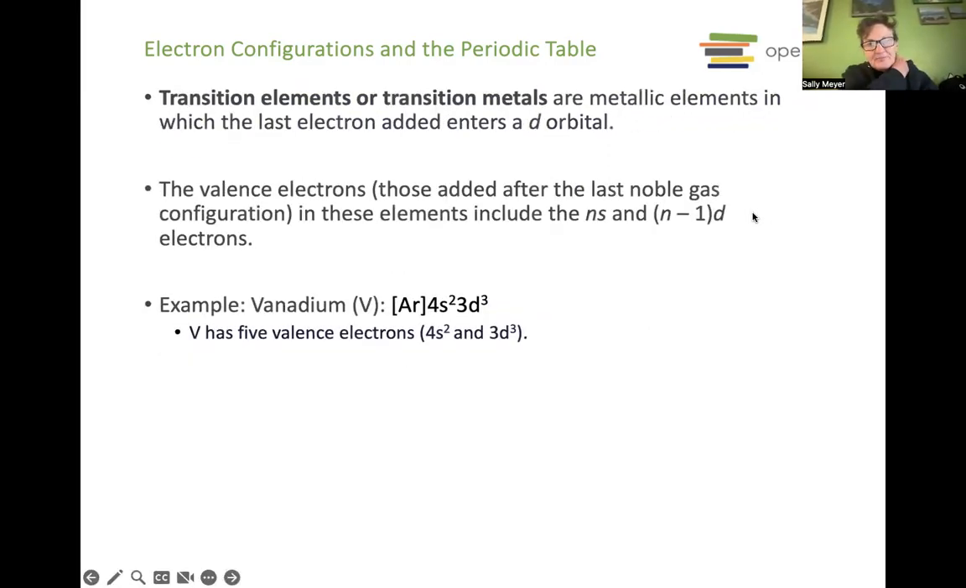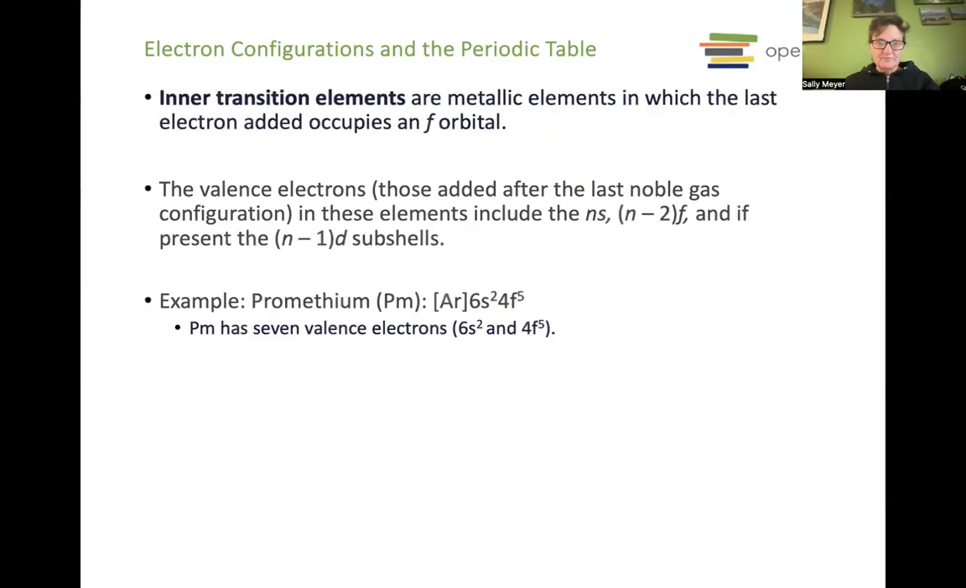Transition elements, or transition metals, are metallic elements in which the last electron is added to a d orbital. That's the middle part of the periodic table. The valence electrons, those added after the last noble gas configuration, can include s and d electrons. Vanadium is an example where you fill argon, and then you'll have 2 electrons going into s orbitals and then 3 into d orbitals.